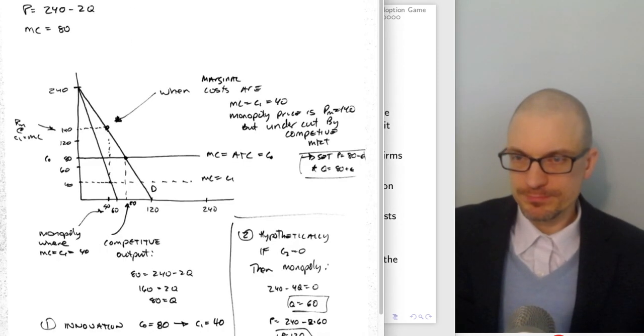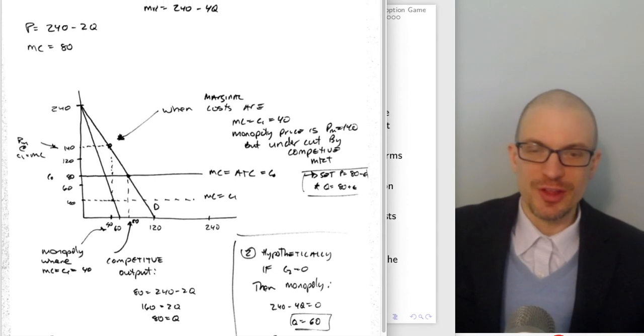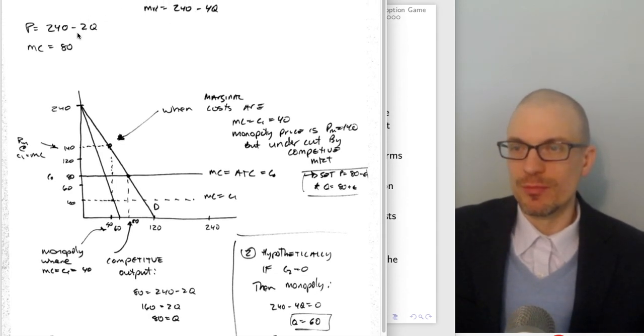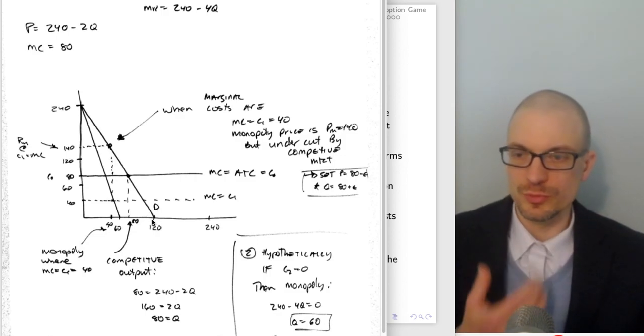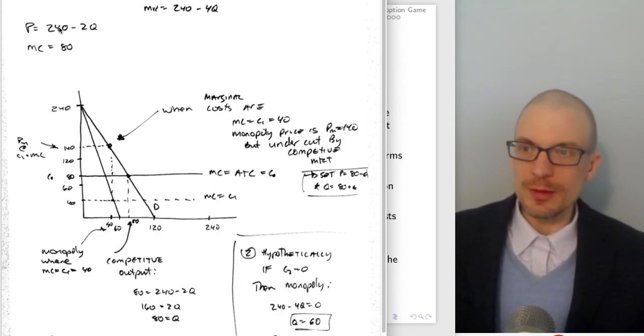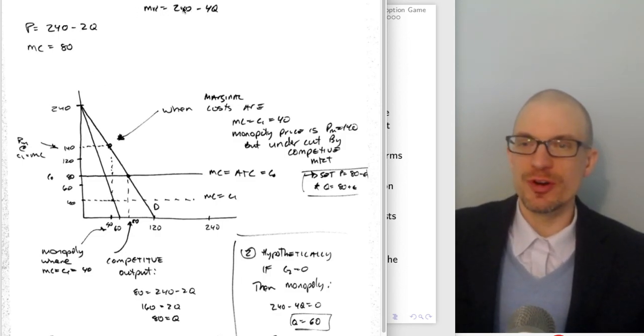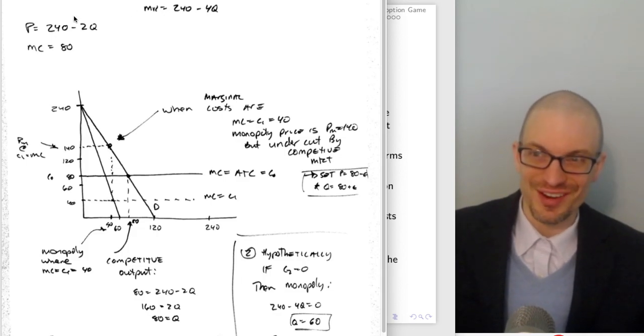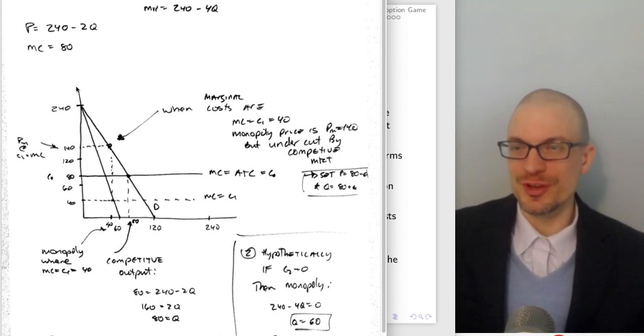All right. So here's that situation. Here's our market price. Here's our inverse demand. Here's the vertical intercept. This gives us a window into our horizontal intercept, which is 120. Marginal revenue has the same vertical intercept as inverse demand, twice the slope. So I'll take 240, write it here. Take 2Q, double it, make it 4Q.